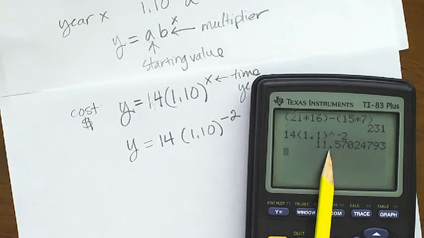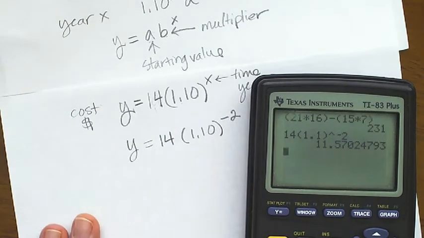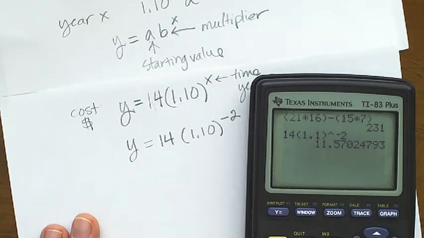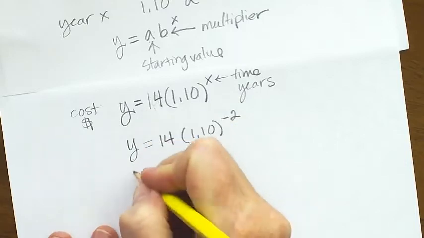Okay, that's how you would type that in, the calculator. So it appears the cost of the coffee 2 years ago is about $11.57.